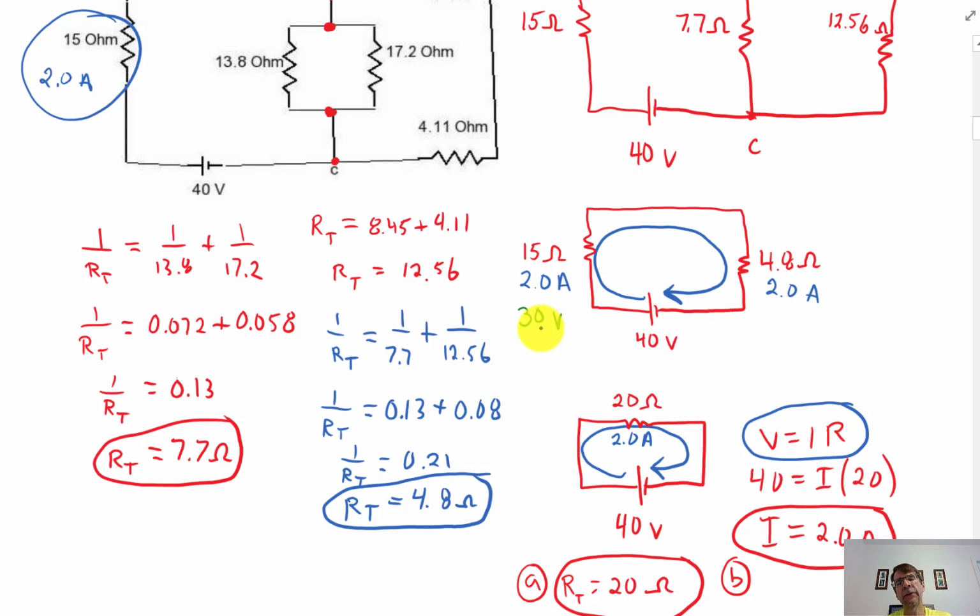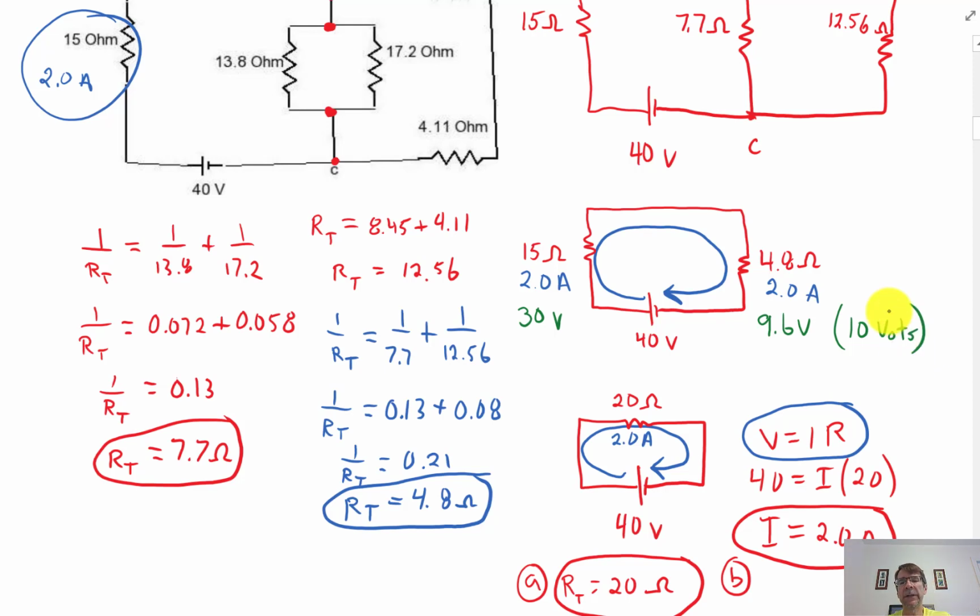Every resistor has the 3 associated concepts, V, I, and R. The R is given, 15 ohms. The current is 2 amps, so V is you multiply those two. Same thing over here on the right. 2 times 4.8 is 9.6, so that's going to be 9.6 volts. I'm going to round that off to 10 volts to make life a little simpler for us.